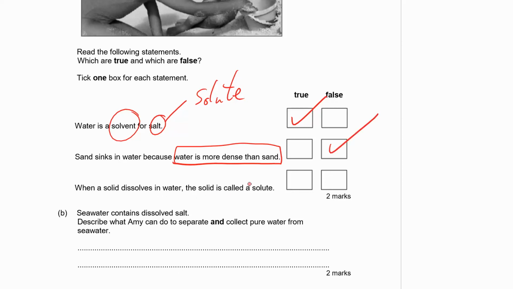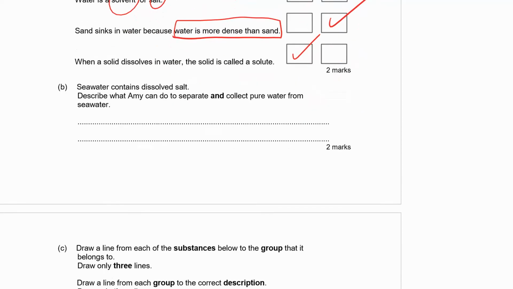When a solid dissolves in water, the sand is called a solute. That is also true. So 2 marks. If you got one of them correct, you would have got 1 mark. 2 of them correct, you would have got 1 mark. All 3 for 2 marks. It wasn't 1 mark each.